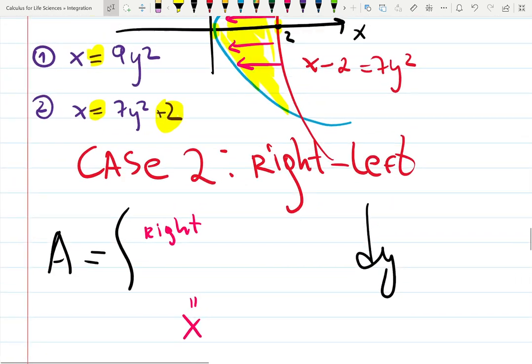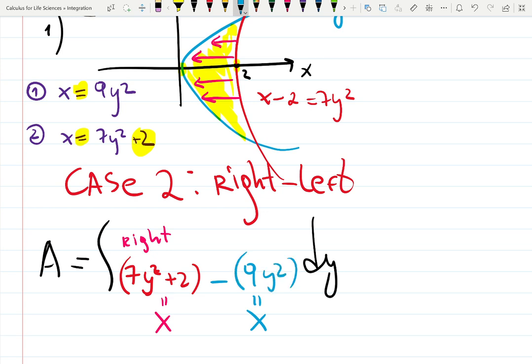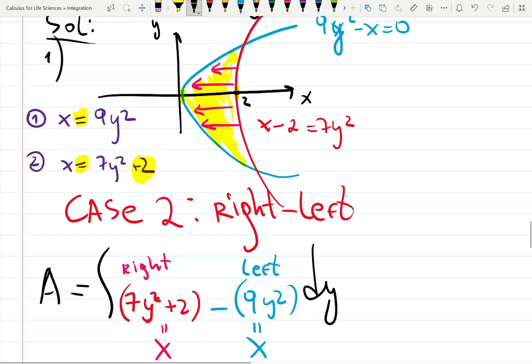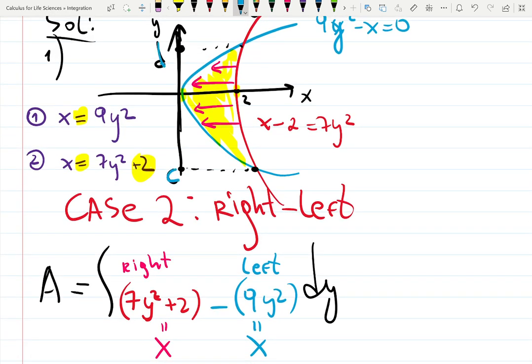So which one will go first? x equals 9y squared or x equals 7y squared plus 2? Yeah, that one is on the right. 7y squared plus 2 goes first. Minus, and the other one is in blue, x equals 9y squared. That one is on the left. So it's the right minus left situation, and y is now changing from some y value at the bottom to some y value at the top. We don't know these numbers actually. C to D. So we need to figure out what C and D are. To find C and D, what do you think we should do?